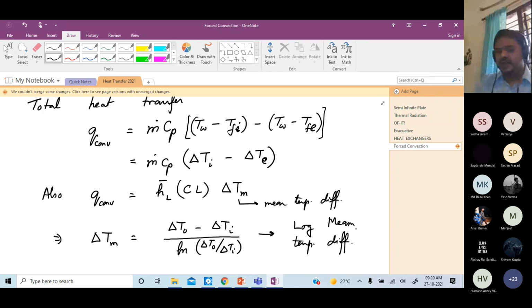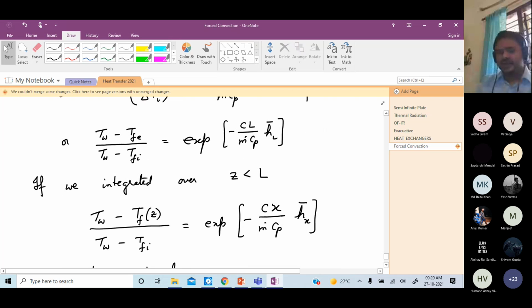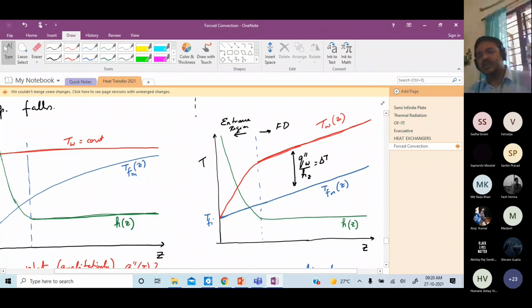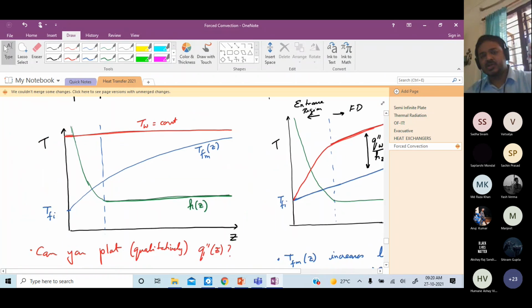All right, and now recall this difference, coming back to these plots. Over here, what is the temperature difference between wall and fluid? That is constant for isoflux. For isothermal, it is not. As you can see, the wall temperature remains constant, the fluid temperature increases. So if I ask you what would be the mean temperature difference over here, delta T mean is going to be the LMTD.